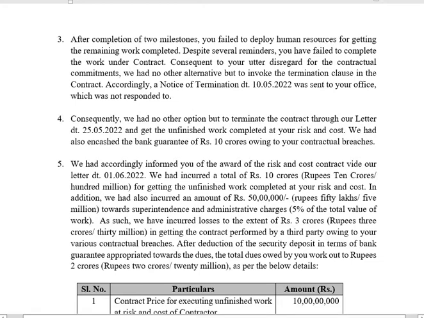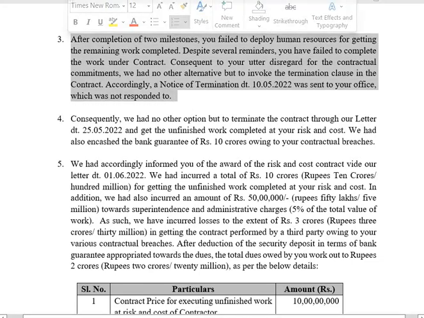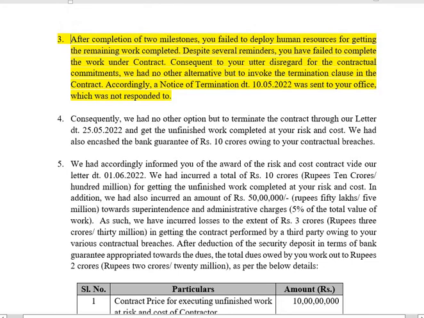Here it says, after the completion of 2 milestones, you failed to deploy human resources for getting the remaining work completed. Despite several reminders, you have failed to complete the work under contract. Consequent to your utter disregard for the contractual commitments, we had no other alternative but to invoke the termination clause in the contract. Accordingly, a notice of termination dated 10/5/22 was sent to your office, which was not responded to.